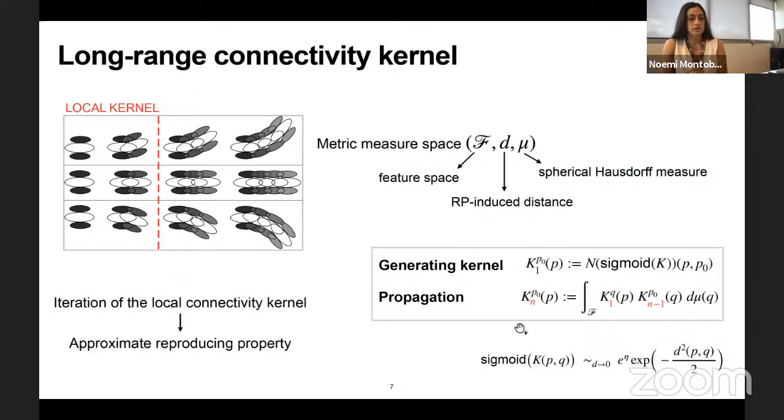Then we define a sequence of kernels where the kernel of step n is obtained by integrating the kernel of step n minus 1 against the local kernel k1. This kind of looks like a discretized diffusion on the metric measure space. And also thanks to the relationship between k and the distance d, by applying the sigmoidal function in the generating kernel, we actually obtain an exponentially decaying function of the squared distance that resembles a heat kernel.